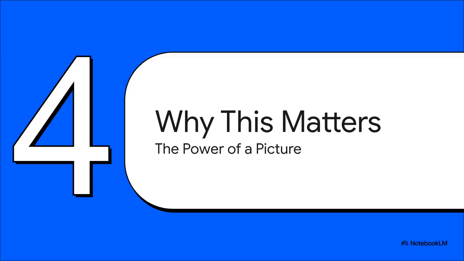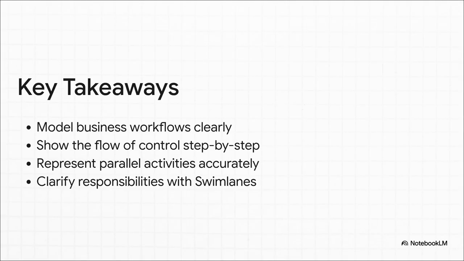So, why does any of this matter? Because being able to map things out like this is an incredibly valuable skill. It's about taking a complex, messy process that lives in people's heads and turning it into a single, clear picture that everybody can agree on. So, let's just quickly recap. Activity diagrams help you model business workflows with amazing clarity. They show you the exact flow from one step to the next, they let you accurately represent things happening in parallel, and with swim lanes, they make responsibilities perfectly clear. Bottom line, they turn chaos into order.